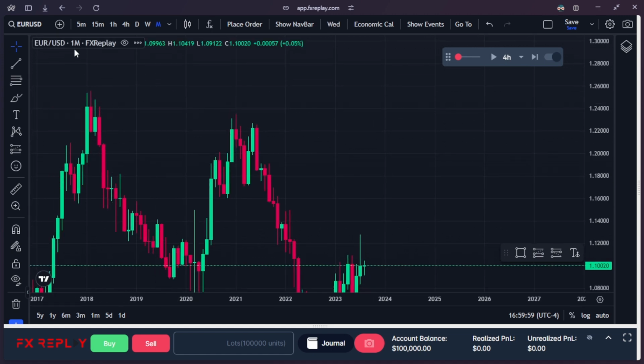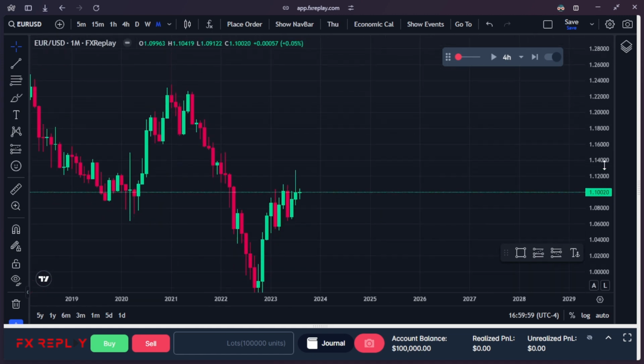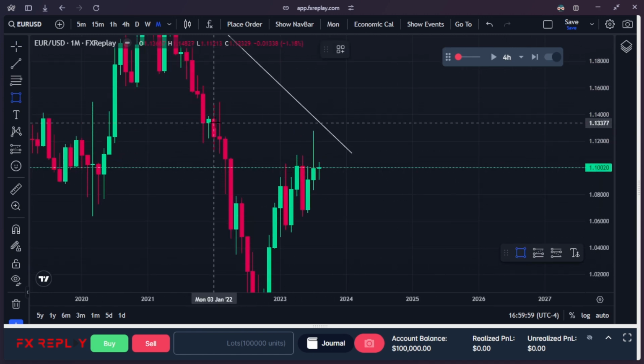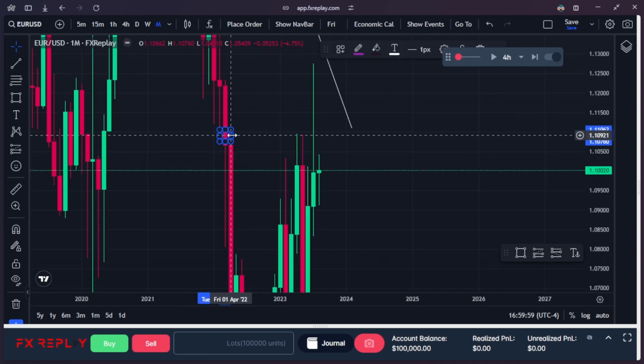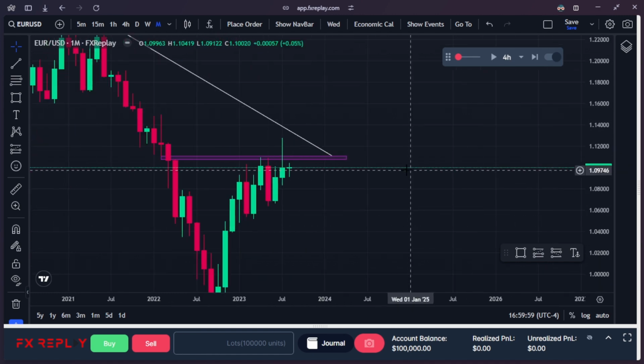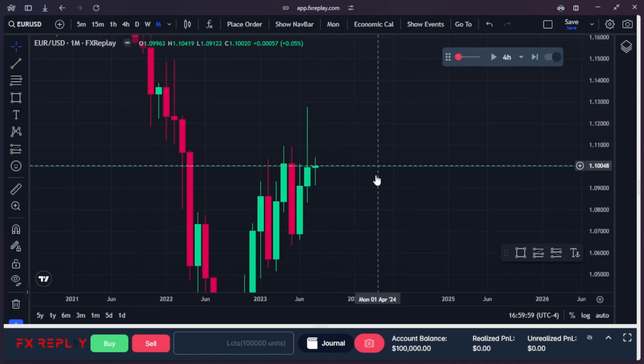We are on a monthly time frame for EURUSD. We have been bearish for a long time, and we are also respecting bearish fair value gaps and bearish PD arrays, which suggests that we are bearish. We don't have any fair value gap on the monthly time frame, so let's drop down to the weekly time frame.